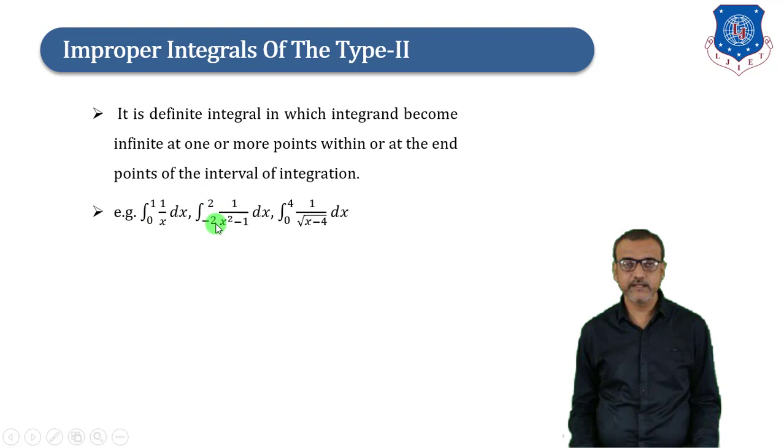Now in this integration, from minus 2 to 2 of 1 upon x square minus 1, this function is not defined at x equals 1 and at x equals minus 1. Then the integration from 0 to 4 of 1 upon square root of x minus 4, this function is not defined at x equals 4. So all these are examples of improper integrals of type 2.